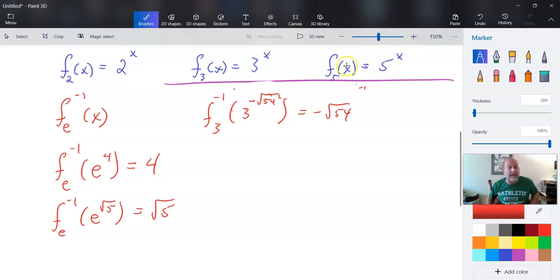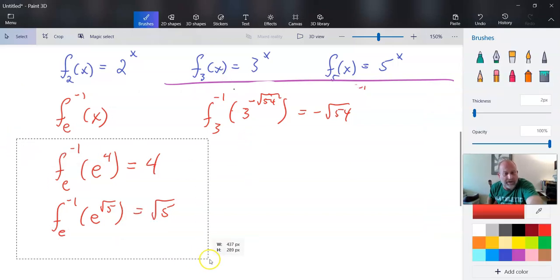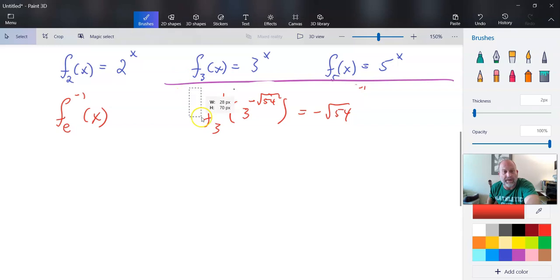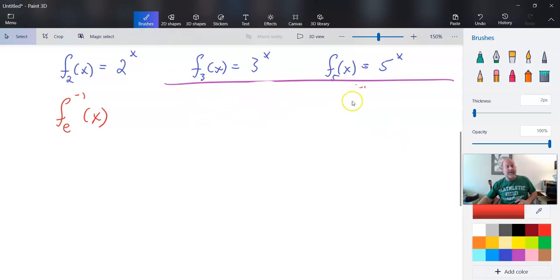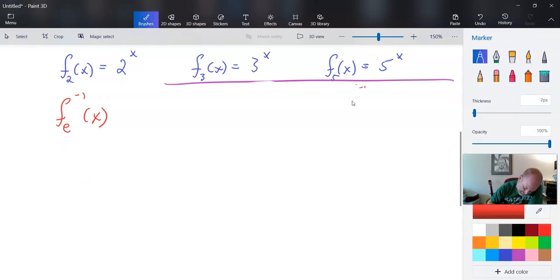Okay. Now, I think we've gone far enough here where I want to give a name to these things. I want to leave that up there, and that. Okay. F inverse base b of x is what we call a logarithm. Basically, we're just taking the f inverse out and putting the word log in here.